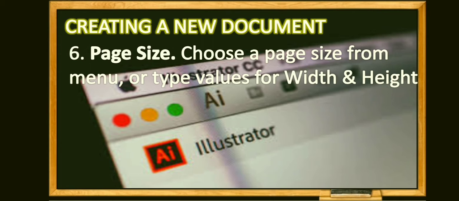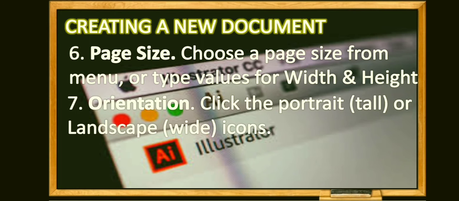Adobe Illustrator provides presets. These are ready-made sizes for commonly used documents like Letter, the short bond paper, or Legal, the long bond paper, and Tabloid. So you can change the unit size from points to inches. Click on the units drop-down and choose inches. Next step is orientation. You have to click the portrait icon for tall or the landscape icon for wide.